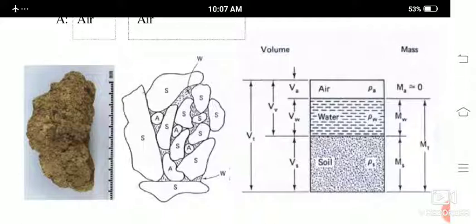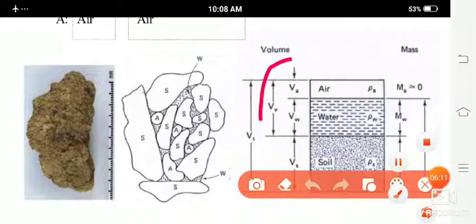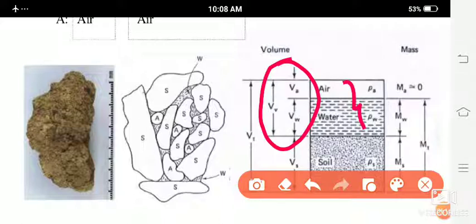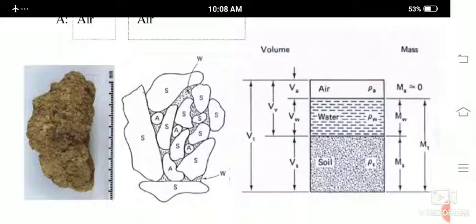And we will be considering the soil as VS, that is solids, and we will be combining this total volume, that means the volume of voids which are present. As you can see, this volume of voids is nothing but the combination of air and water. So that is nothing but your volume of voids here. So that is nothing but total volume.